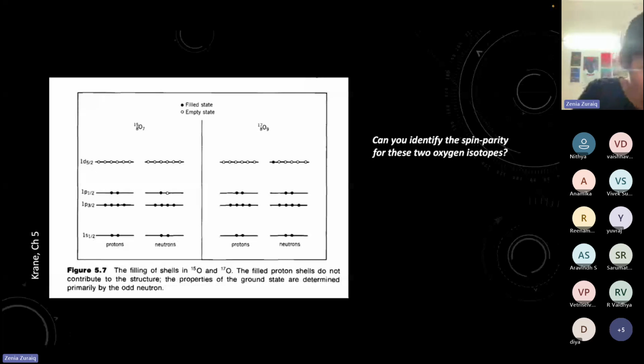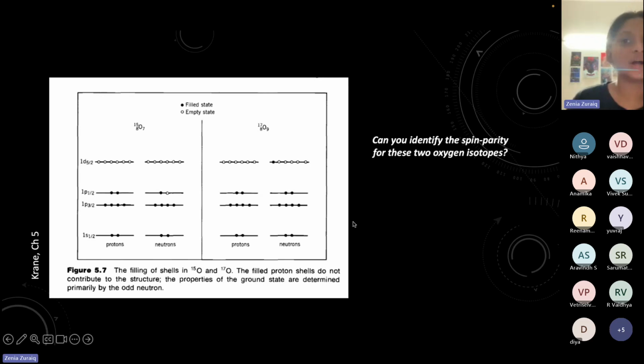I see 1p half and 1d 5 by 2. Yeah, obviously that is correct. That is given in the figure itself, right? 1p half and 1d 5 by 2. I want the parity as well. So please give me the parity also of the state. Try to give me a complete answer.